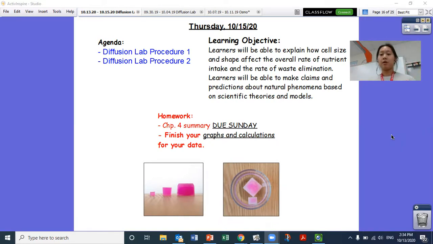So we're still going to be talking about how cell size and shape affect overall nutrient intake and waste elimination, right? We're talking about diffusion. We're talking about non-active transport, so things just randomly moving around to go inside of a cell or to leave a cell.